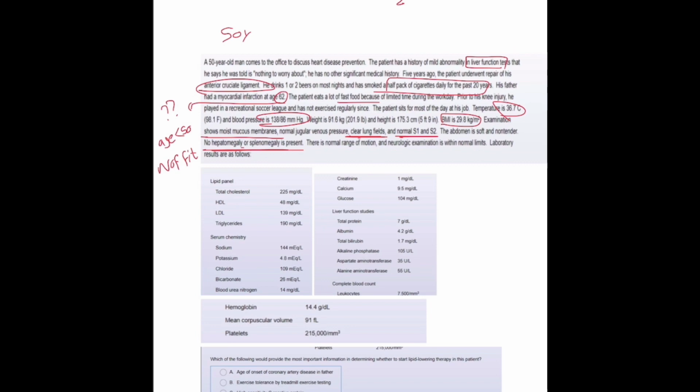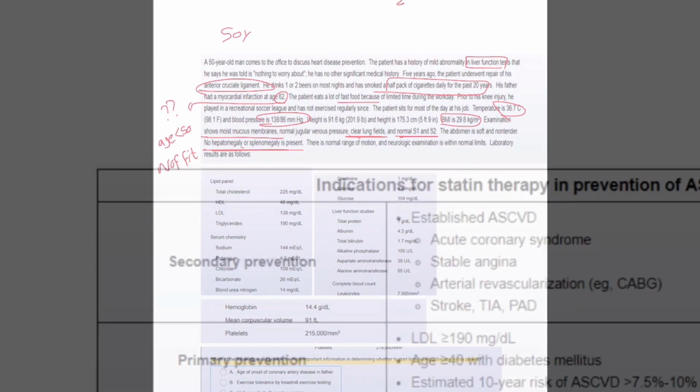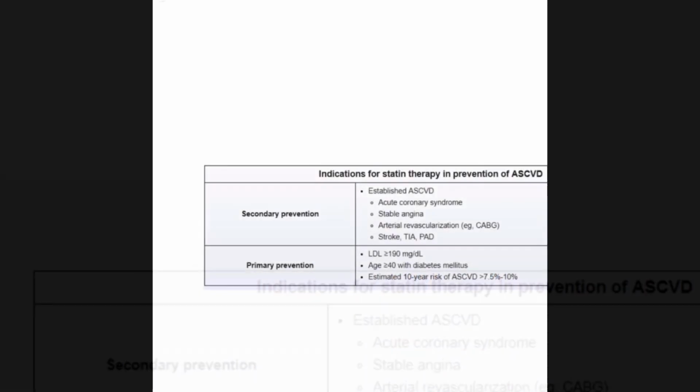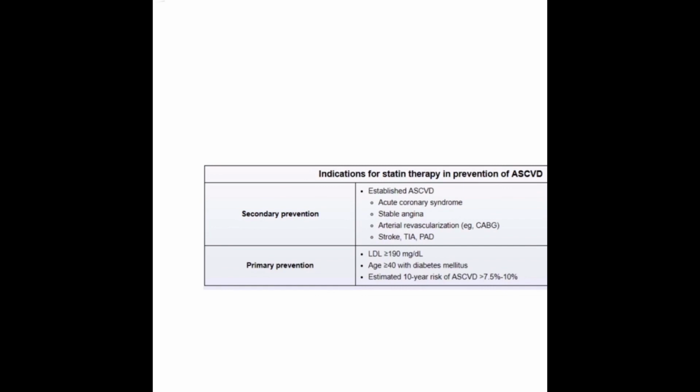Let's see the question. Which of the following would provide the most important information in determining whether to start a lipid-lowering therapy? In order to solve this question, you need to know the indications for statin therapy and prevention of cardiovascular diseases. There are two types of prevention: primary prevention for high-risk patients and secondary prevention for patients with past strokes or acute coronary syndrome.